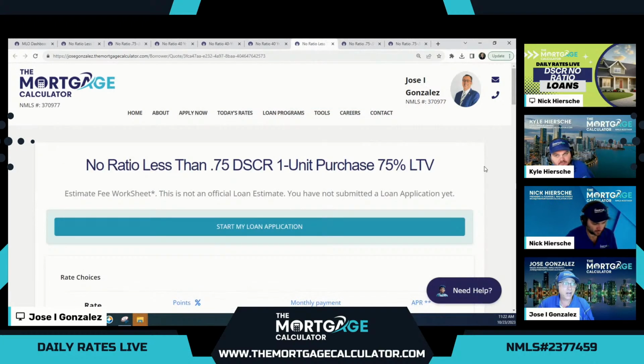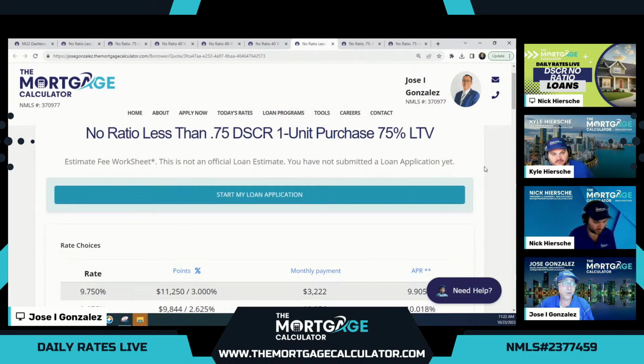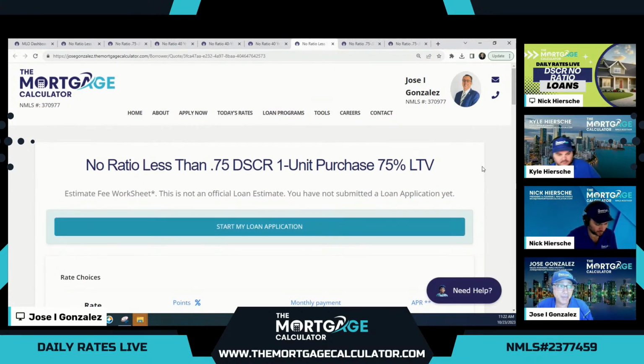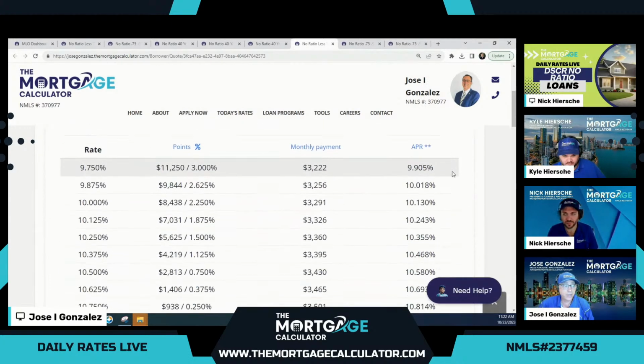And then another mind blower here, the less than 0.75 DSCR. So technically, I mean, the property could have a 0 DSCR. I mean, that would never be the case, but we are going to analyze what this is saying. You can do anything below 0.75 and they will do it.